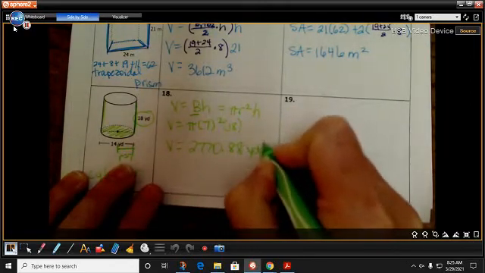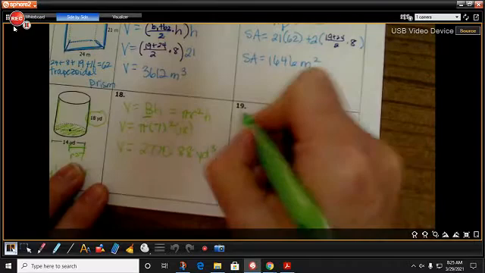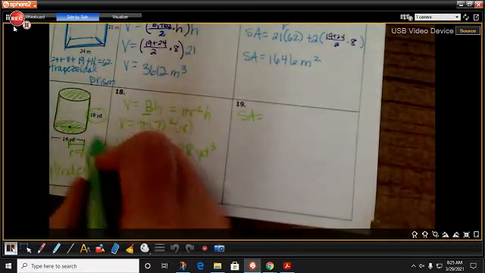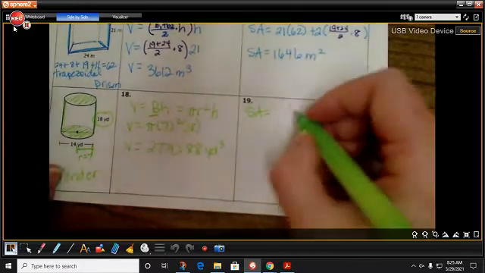2770.88 cubic yards. For your surface area, again, it's going to be the area of the two bases plus the distance around.